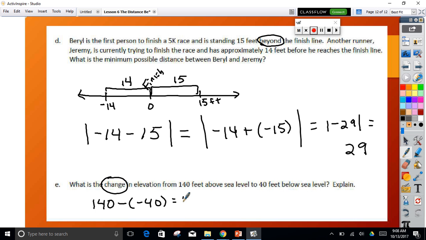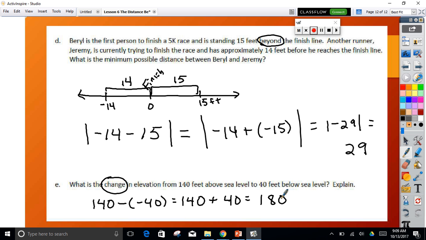140 plus negative 40. No. When we subtract, it's the same as adding the opposite. So we need to not add negative 40, but the opposite of negative 40, which is 40. So what is the change? What's 140 plus 40? Oh, 180. 180. Okay, now, is that accurate that you should have a positive answer, Devin? Yes.